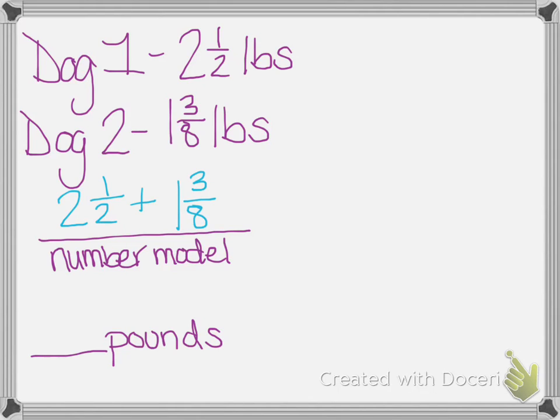So in order to actually solve that, we look here, we have a 2 and an 8. Our denominators are different, so we can't add it. So I can change 1/2 into 4/8. 2 plus 1 is 3. 4/8 plus 3/8 is 7/8. So our answer would be 3 7/8 pounds.